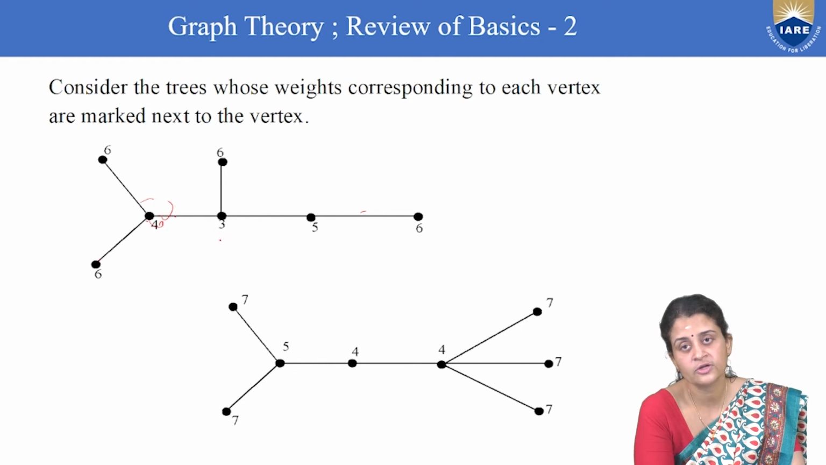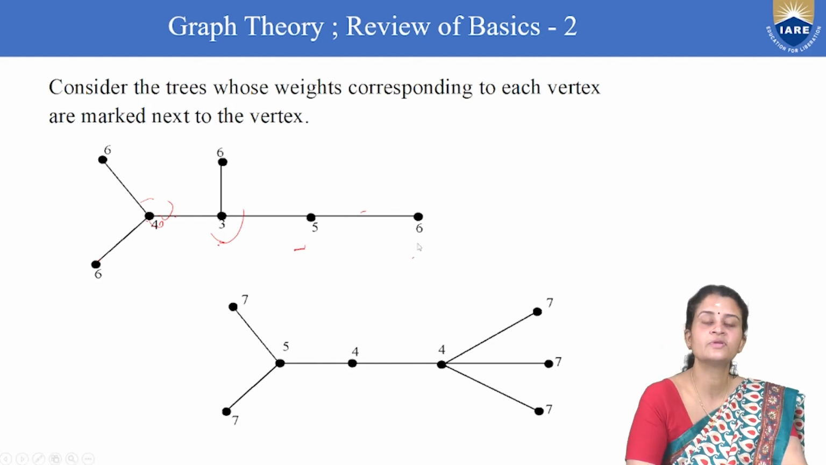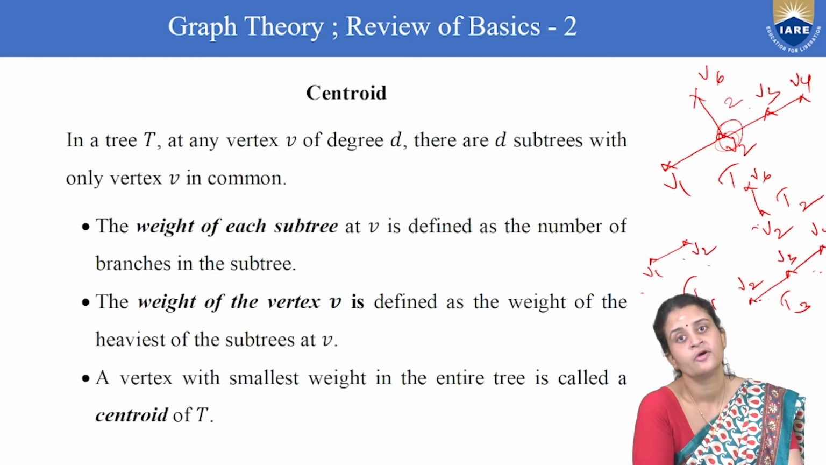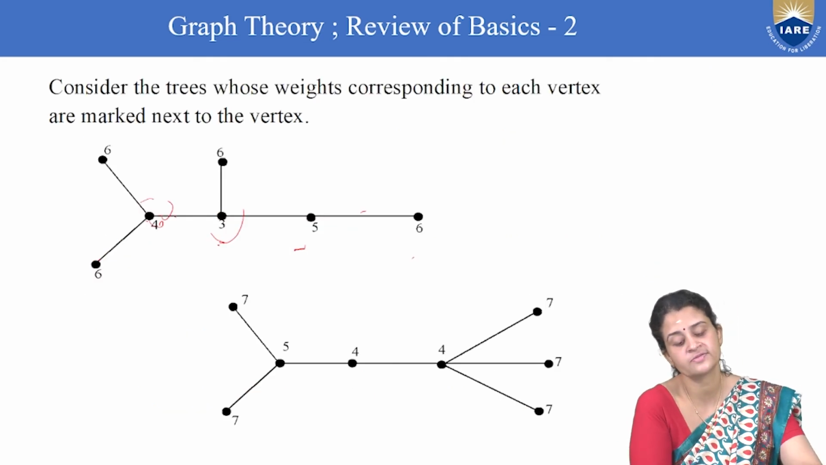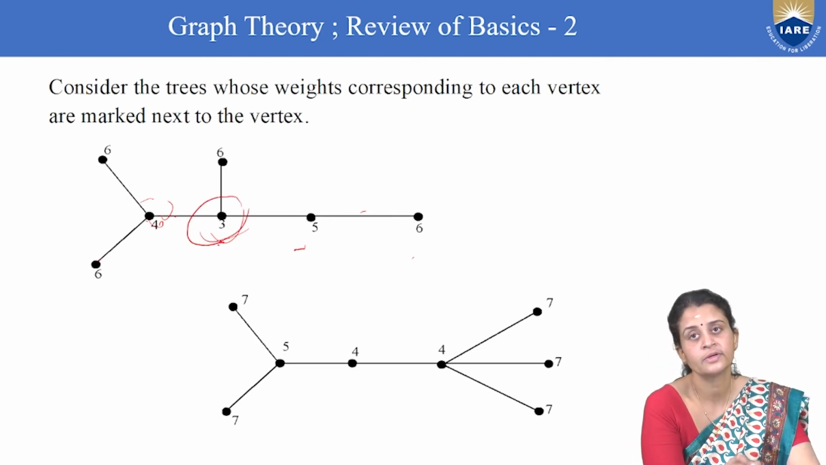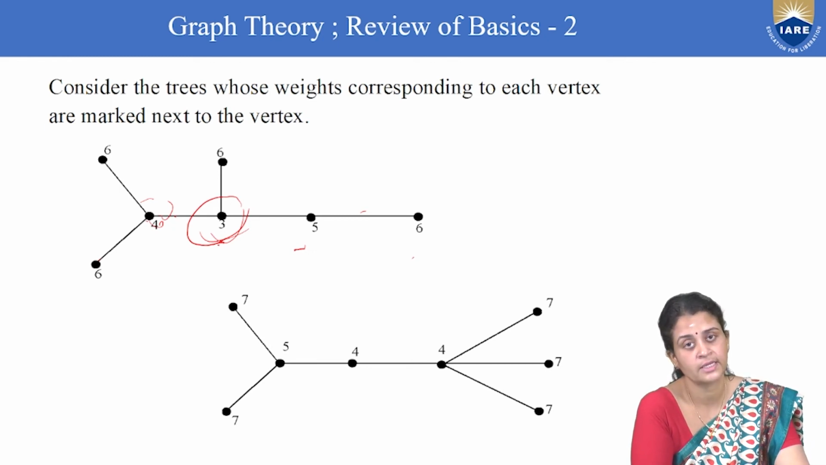And here the weight of the heaviest subtree is 3. And here the weight of the heaviest subtree is 5. Here it is 6. And here we define the centroid of a tree to be the vertex with smallest weight in the entire tree. So here the vertex with smallest weight in the entire tree is this vertex. Sorry, not the vertex with degree 3, it is the vertex with weight 3.